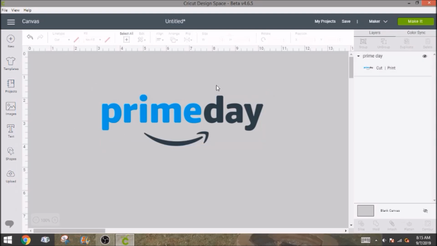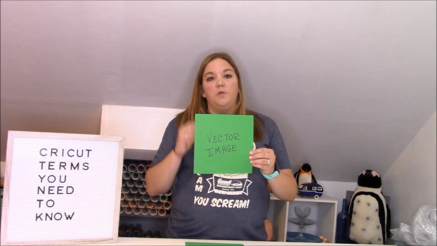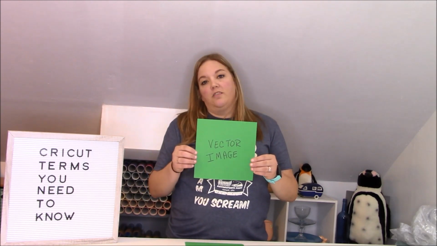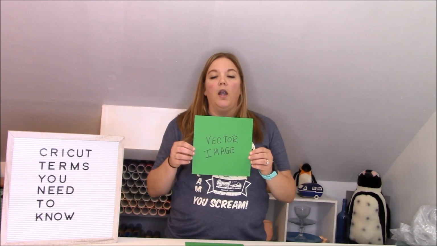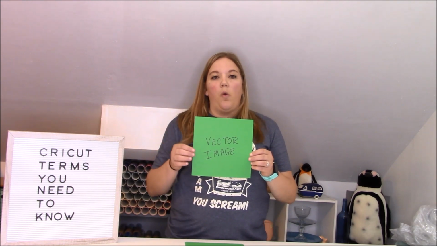PNGs typically will have the transparent background, but you won't be able to cut them in different colors, but they're great for print and cut if you wanted to print and cut each individual word. Vector image. This is a smooth image, not made with pixels like a JPEG or some of those less quality images.